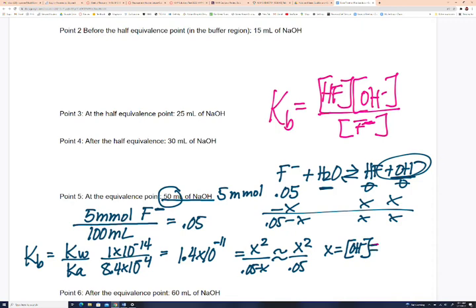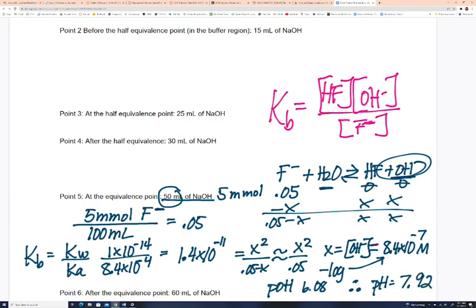So that means when we get our X value, it's going to be 8.4 times 10 to the negative 7 molar. So we're going to take our negative log of this, and that's going to give us a pOH of 6.08, and then therefore our pH, when we subtract that from 14, will be 7.92. So our equivalence point is above 7 here because we are dealing with a strong base and a weak acid.